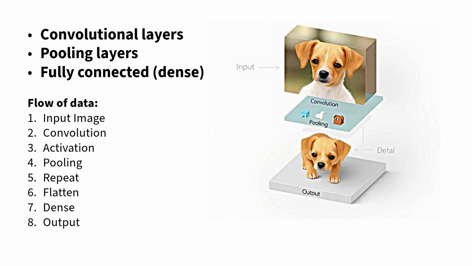So imagine this: you feed in a photo of a dog. The CNN does the following. First, it detects edges using filters. Then, it identifies shapes like ears and eyes. Finally, it concludes, hey, this is probably a dog. Here is the flow of data. First, input image, convolution, activation, pooling, repeat, flatten, dense, and output. Sounds simple, right? Now, let's unpack each component in detail.